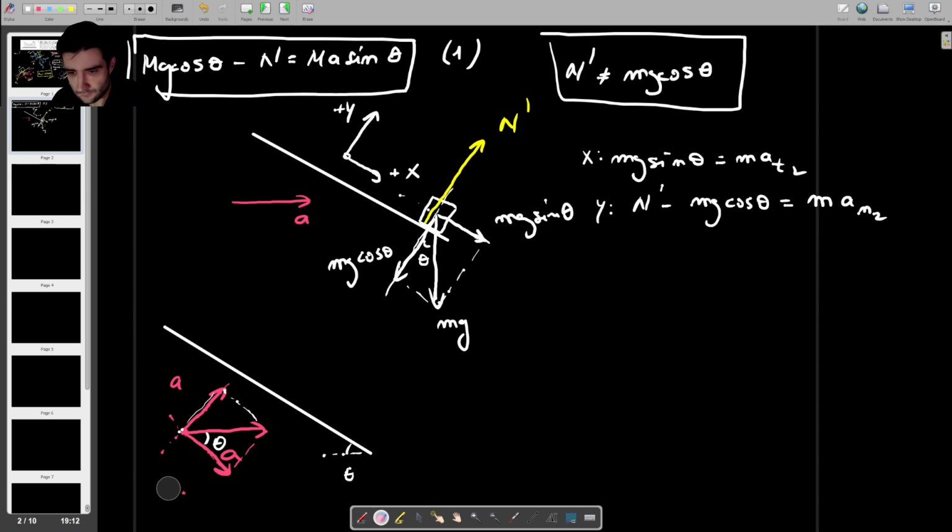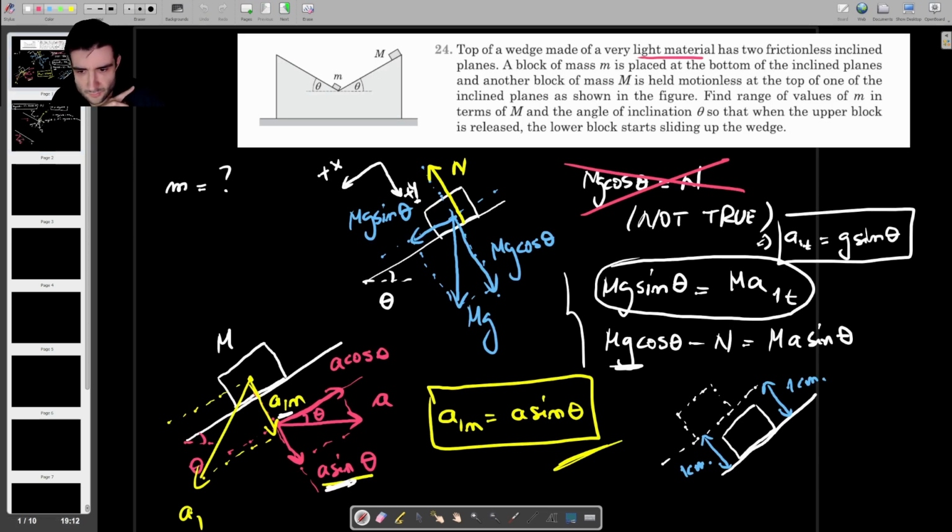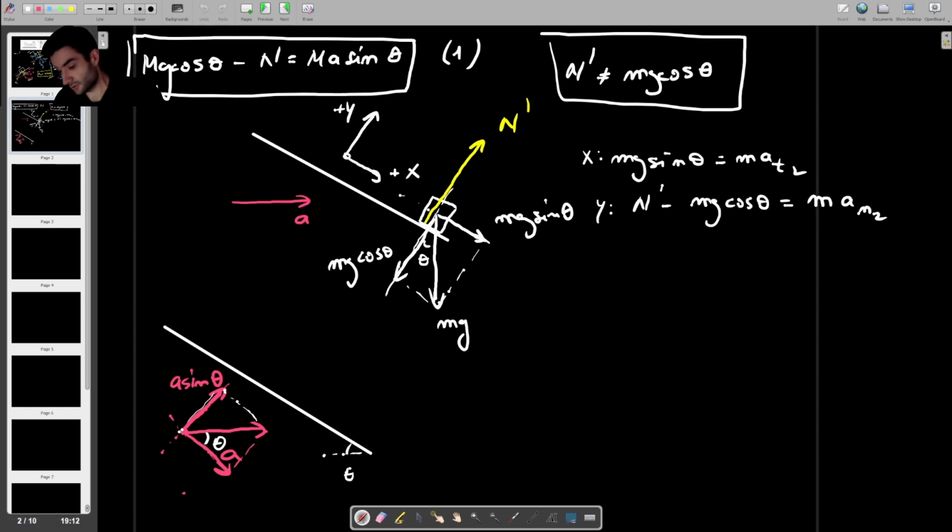So what that gives us is that the normal component is going to be a sine theta, which is the same as what we had for object 1, if you remember. So we have a sine theta was the normal component, so it makes sense to be the same in this case, and this is a cos theta.